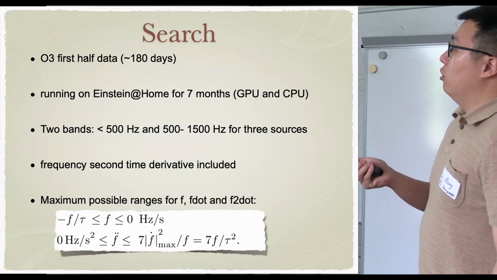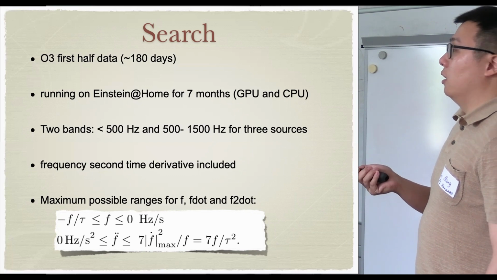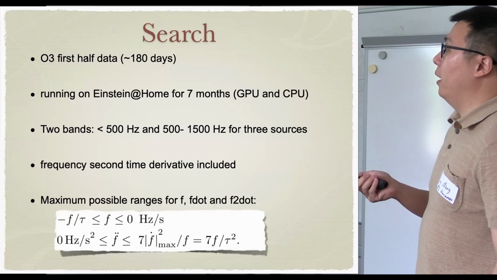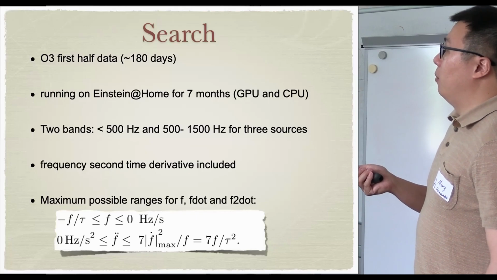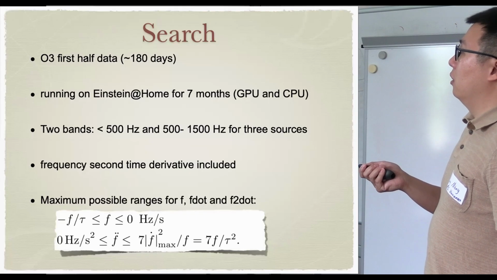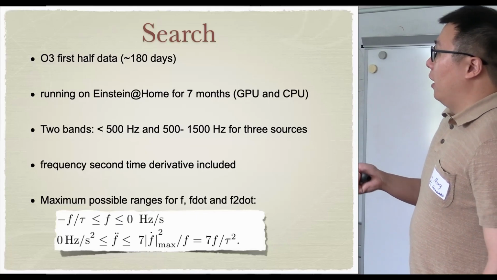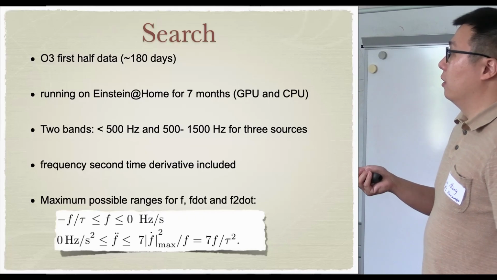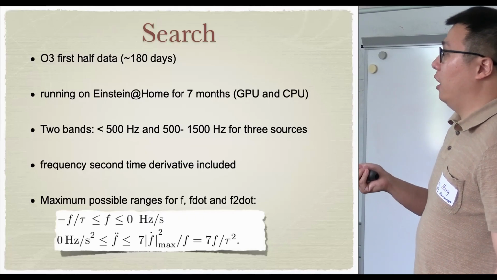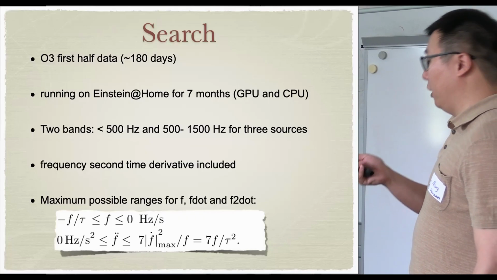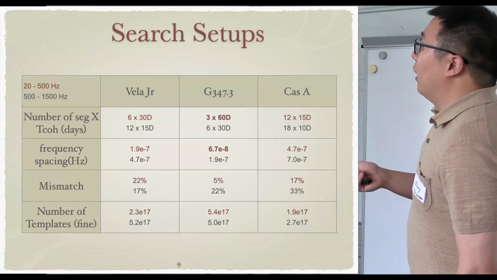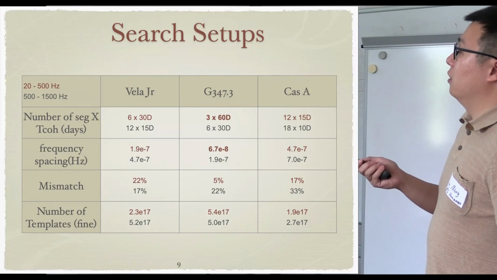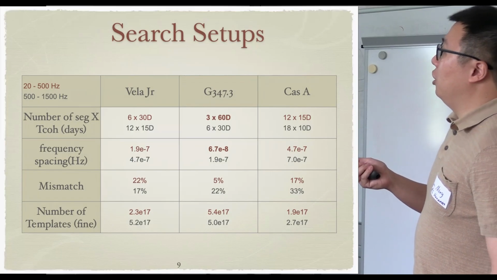The search range takes into account the second-order frequency spin-down. We use the maximum possible range for f, f-dot, and f-double-dot. Basically, the braking index we take into account is up to 7, so that the r-modes will be included. Here are some more details. Like I said, the most important part is the T-coh.